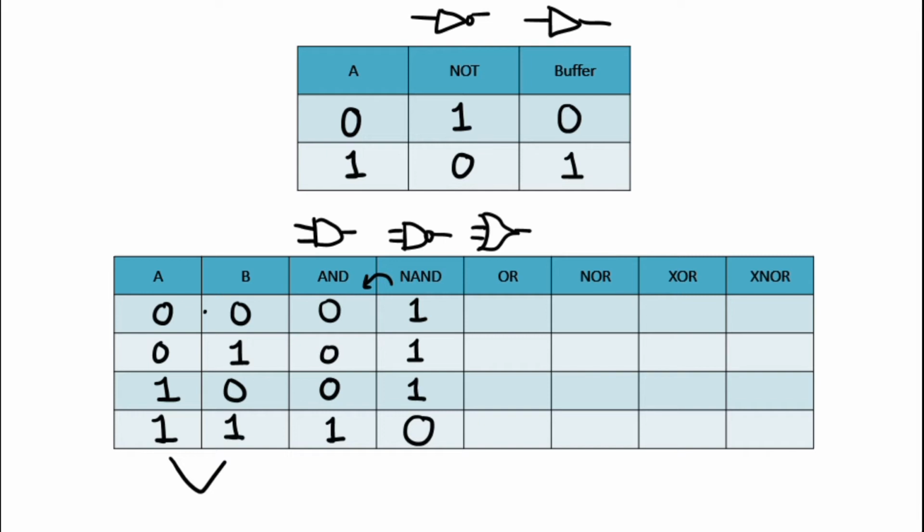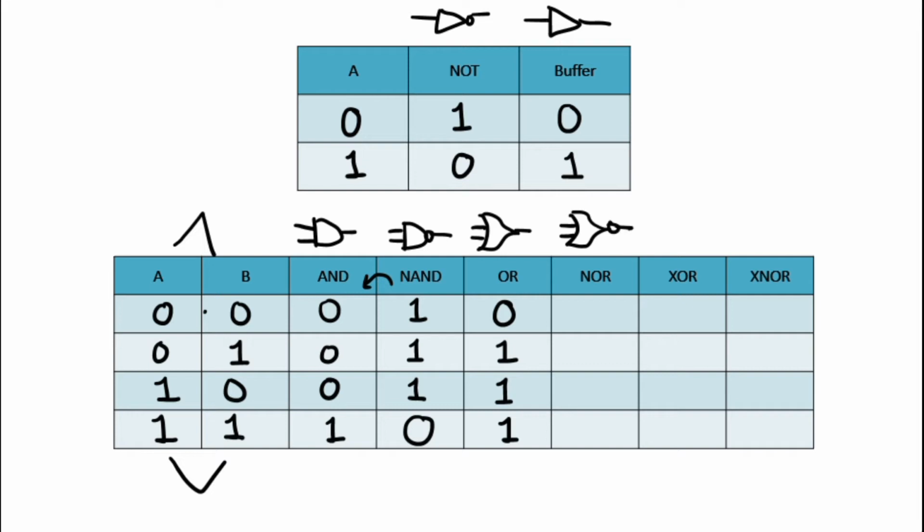So if A is 0, looking back over to here, if A is 0 and B is 0, OR will output 0 because 0 plus 0 is 0. Now for the rest of it, it'll be 1 because 0 plus 1 is 1. And 1 plus 0 is 1. And 1 plus 1 is 2, but in Boolean algebra, that is 1. 2 choices only.